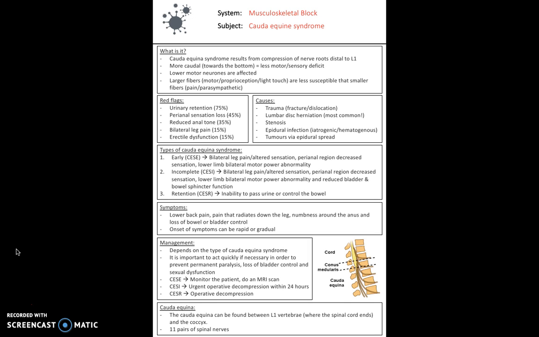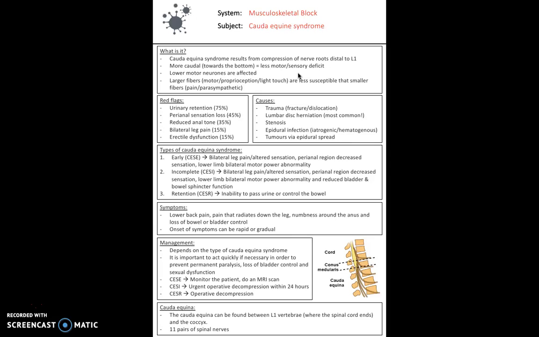So this is compression of nerve roots distal to L1. In order to understand this condition, you need to know what the normal Cauda equina is. So the Cauda equina is found distal to L1 vertebra. In other words, where the spinal cord ends, the Cauda equina begins, and it carries on all the way to the coccyx, and it's made up of 11 pairs of spinal nerves. Any damage or compression here causes Cauda equina syndrome, and the more caudal it is, in other words towards the bottom of the patient, the less motor or sensory deficit they experience.